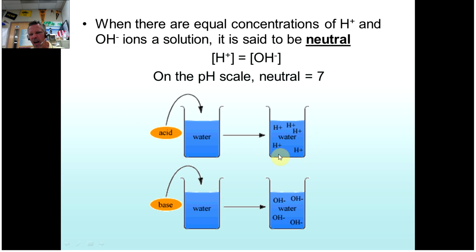That's what I'm trying to show with this diagram here, where if there's an acid in an aqueous solution, you'll have a lot of H pluses around. And if it's a base in an aqueous solution, you've got a lot of OH minuses around. Now, if the concentration of H plus and OH minus are equal to one another, that's called neutral.